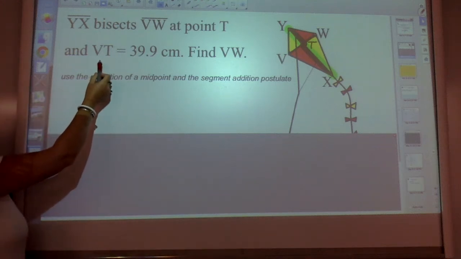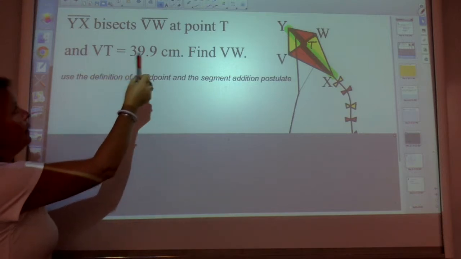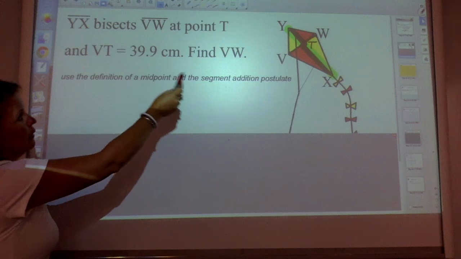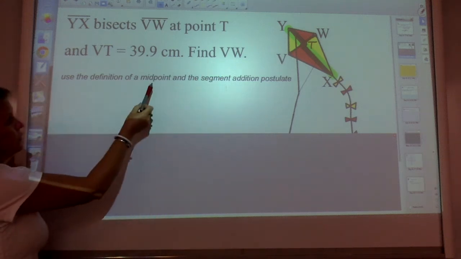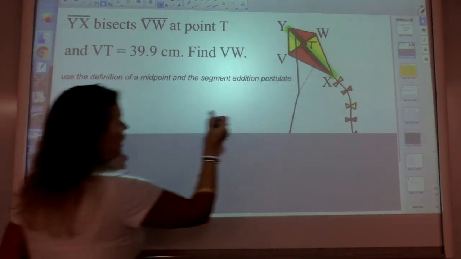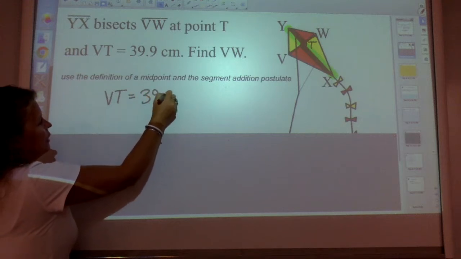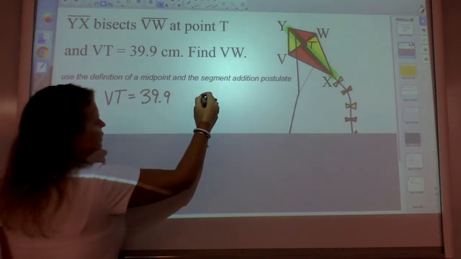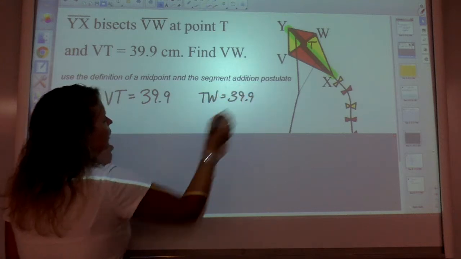The measure of segment VT, remember we say the measure of segment VT, equals 39.9. Find the measure of VW. Says first use the definition of a midpoint. Definition of midpoint says that it cuts it in half, which means if VT equals 39.9, then so does the measure of segment TW, has to also equal 39.9.